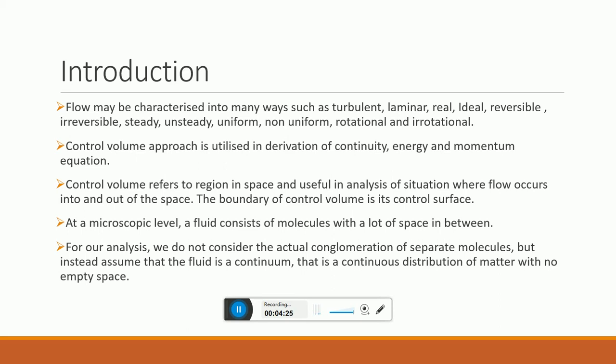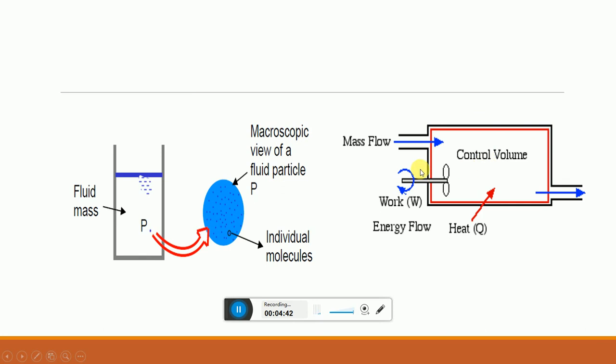Next, a control volume refers to a region in space and is useful in the analysis of situations where fluid flow occurs into and out of the space. The boundary of the control volume is called the control surface. That's why we said, this is the boundary of the control volume, and this boundary is called the control surface. The mass gets into and out of this, and we study this control volume.